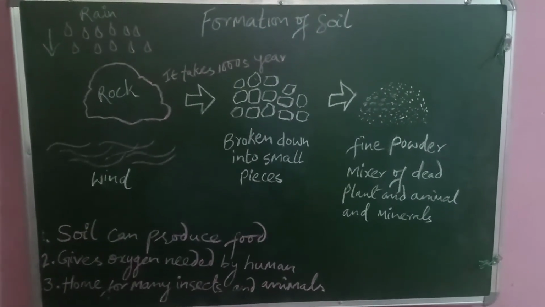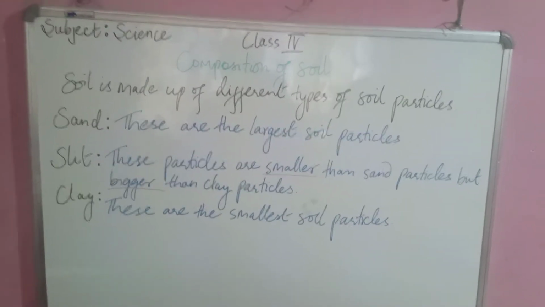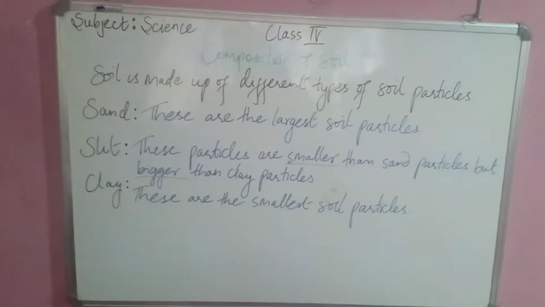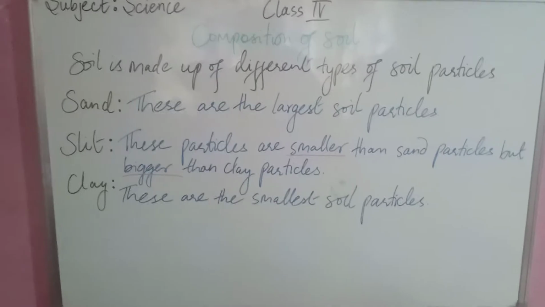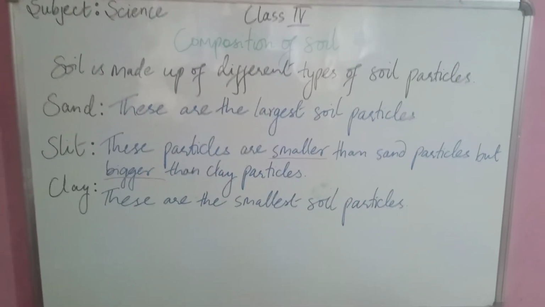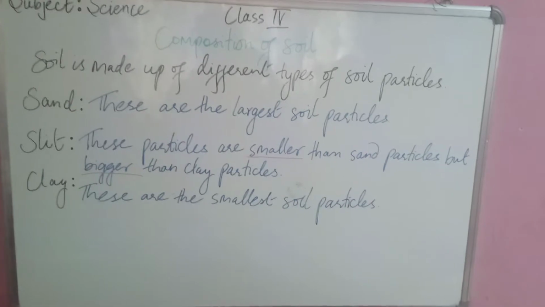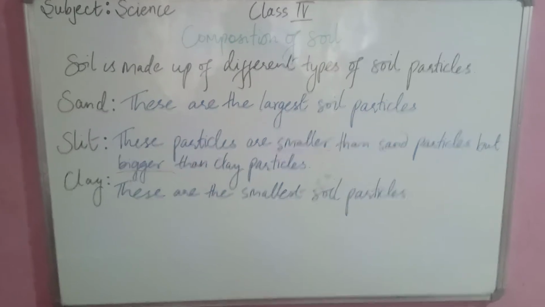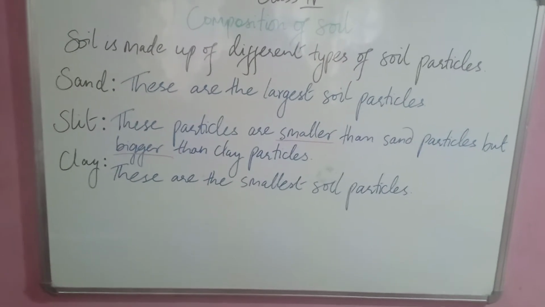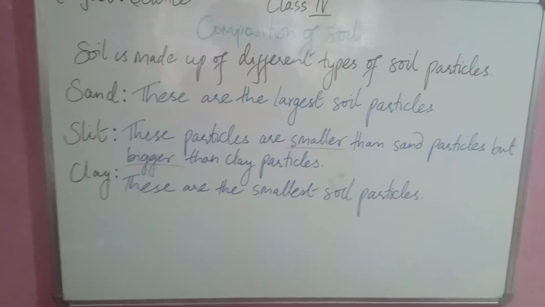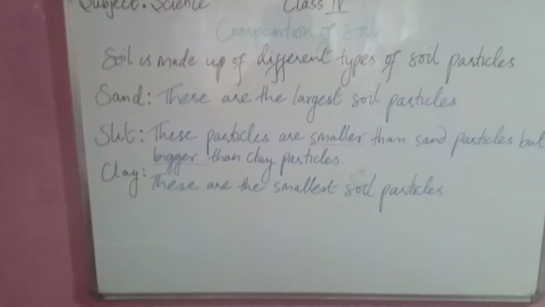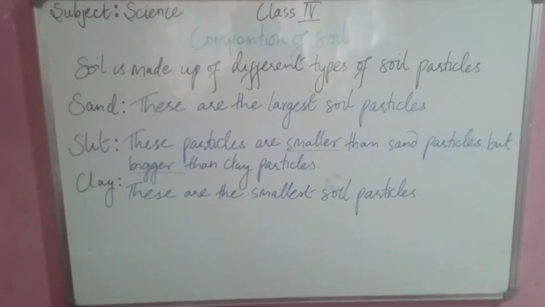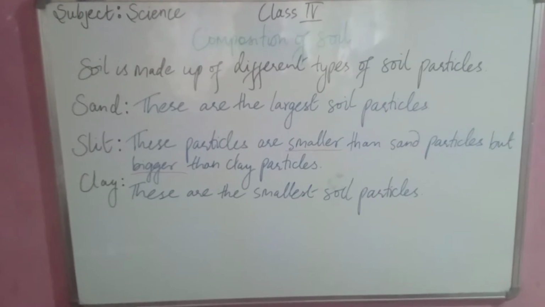Moving on, next we have the composition of soil. Soil is basically a composition of three things, which we call sand, silt and clay. Soil is made up of three different types of particles, that is sand, silt and clay. Sand particles are the largest soil particles, and silt particles are smaller than sand particles but bigger than clay particles. Clay particles are the smallest soil particles.